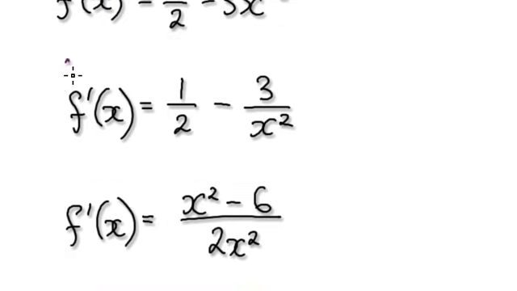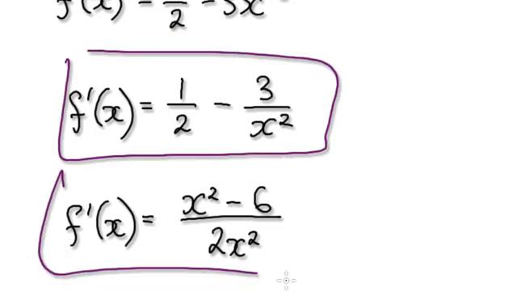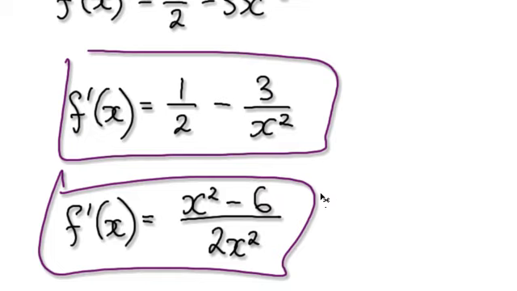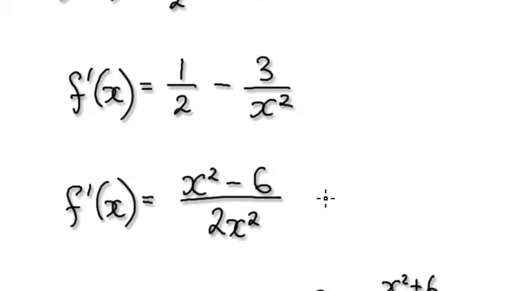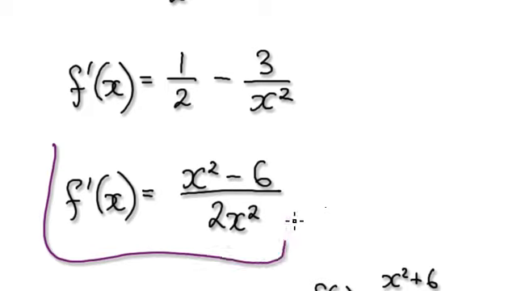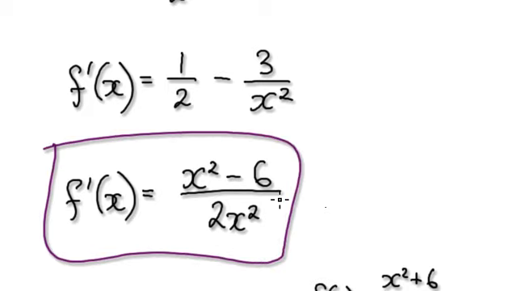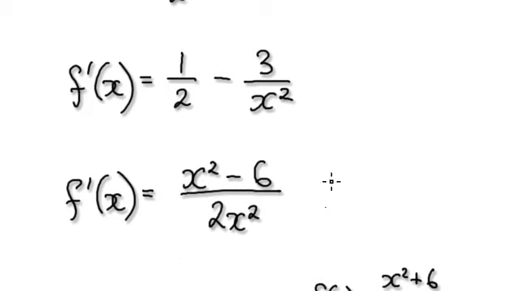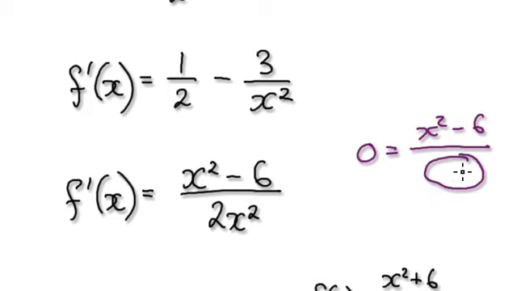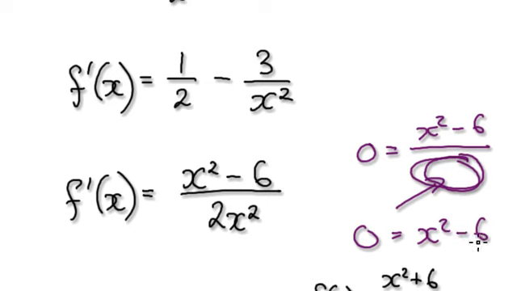Sometimes we jump back and forth. Sometimes we would use this, sometimes we would use this, so jump back and forth if you want to. So now looking at f prime here, when does f prime equal 0? So do this: 0 equals x squared divided by whatever, times whatever, so multiply both sides. That will give you 0 equals x squared minus 6.